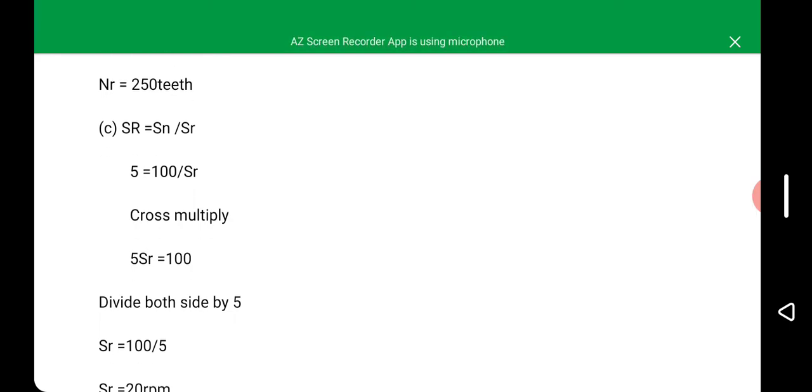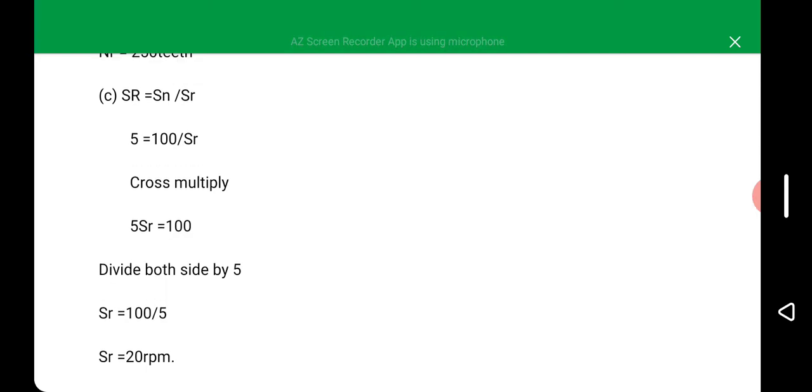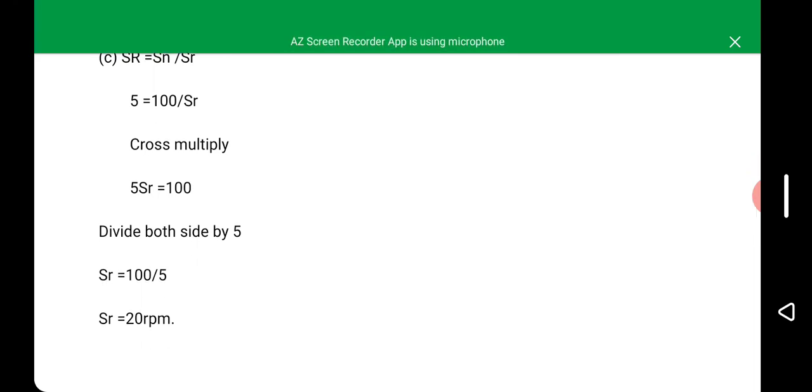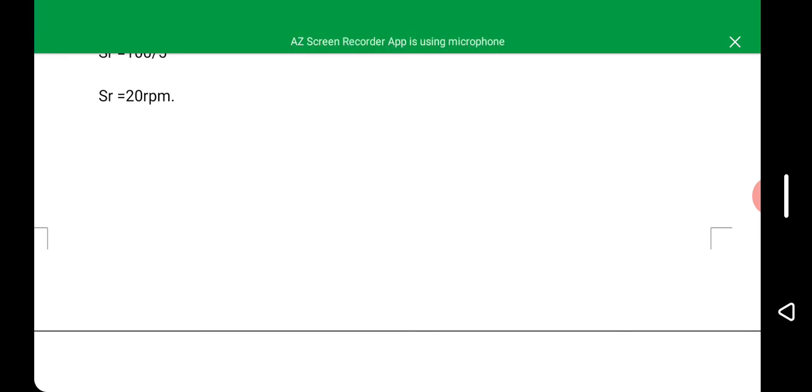Now to get the speed of the driver gears, the speed ratio formula, as we all know, is SN over SR. That is the speed of the driven gears over the speed of the driver gears. The speed ratio is given in the question to be 5. The speed of the driven gears is given in the question to be 100 revolution per minute. We substitute this into the formula and cross multiply. After cross multiplying, it gives us 5 SR equal to 100. The next thing we do is divide both sides by 5. When we divide both sides by 5, we get 20 revolution per minute.